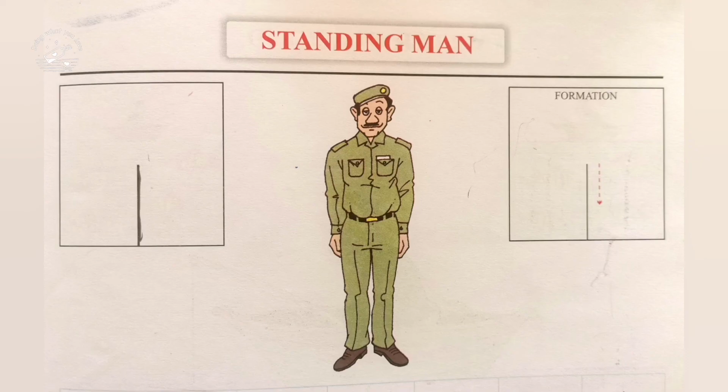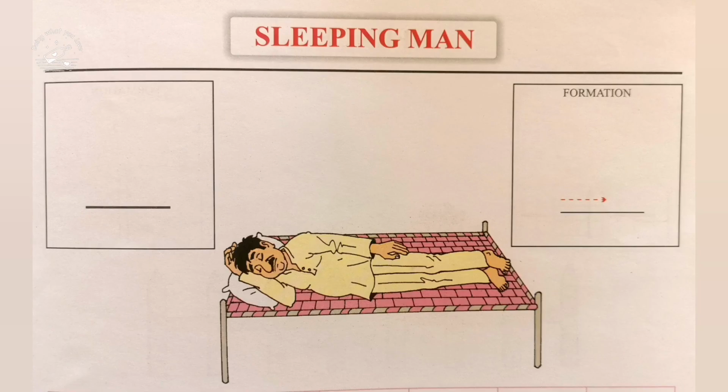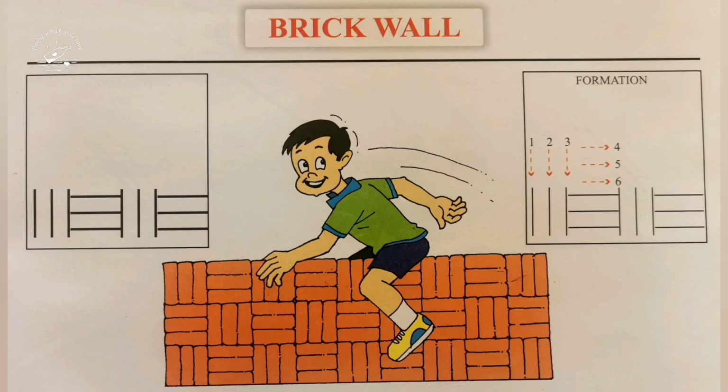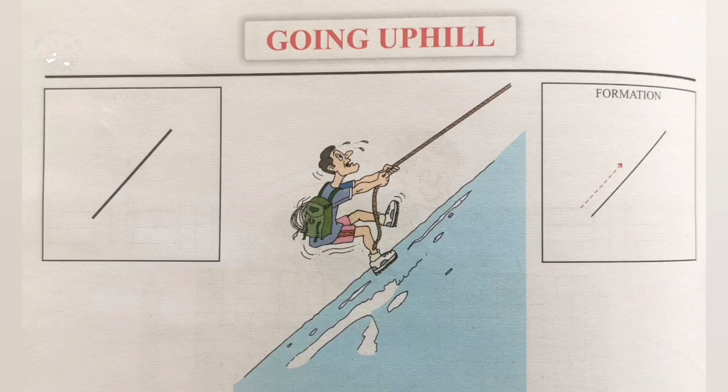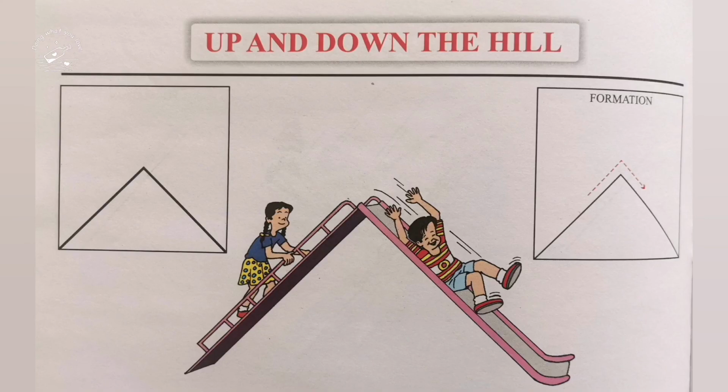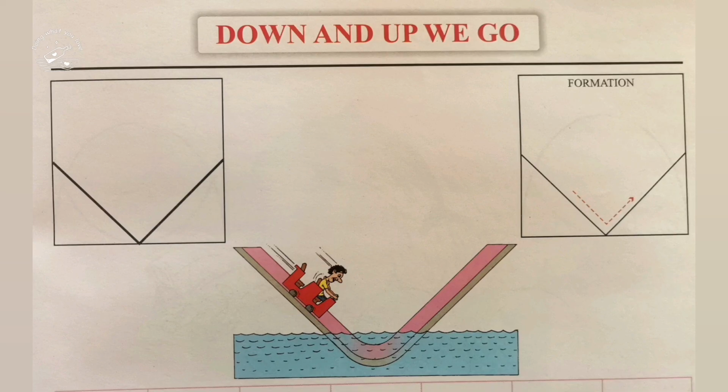The first one, you can see a standing man for a vertical line, and then a sleeping man for a horizontal line. After that, the fence, you can see vertical and horizontal like that, and the repetition of that, three horizontal and three vertical lines, makes a brick. Then a slanting line going uphill and another slanting line coming downhill, and these together will make a mountain line, or up and down the hill. And down and up also, like a V shape, and these together will make the mountain lines.